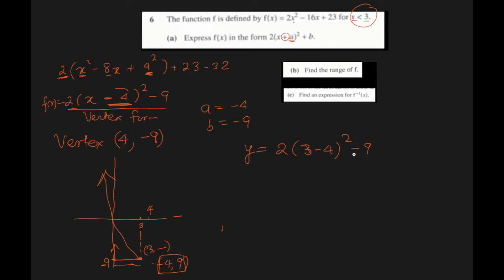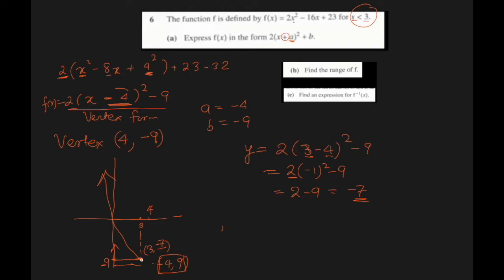3 minus 4 is negative 1. Negative 1 squared will be positive 1. Positive 1 times 2 will be positive 2. 2 minus 9, which is negative 7. That means the y coordinate of the limit here is negative 7.